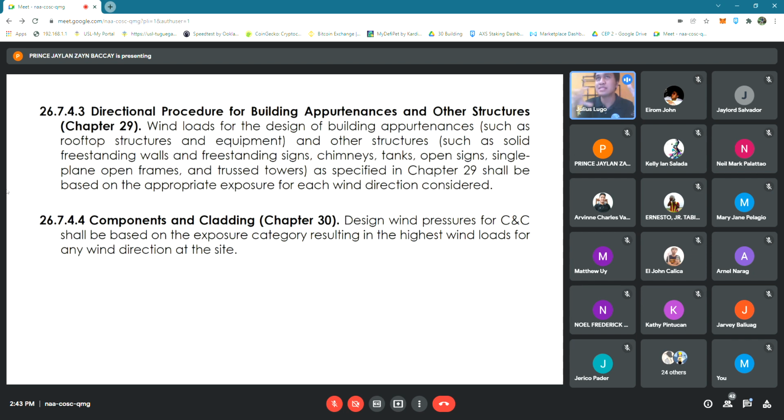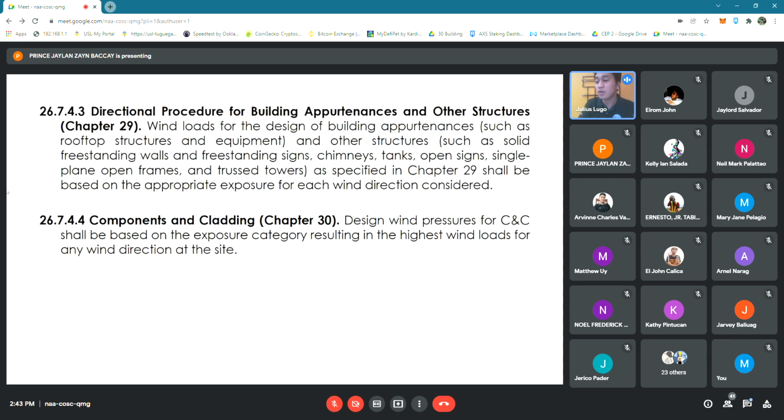value, or mag-base ka sa 26.7.3, pero yung application ng loading will be in each phase. So yung mga exposures kanina, isa lang siya. Yung first two will be in general mo, pero ito, whichever more appropriate in that particular phase depending on the wind direction. Yun yung gagamitin mo.